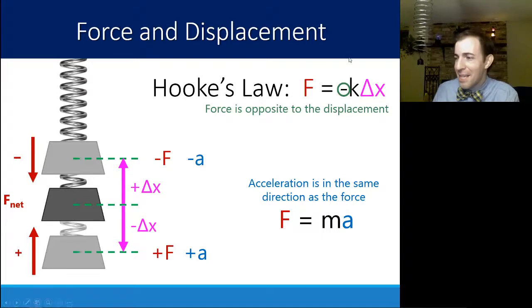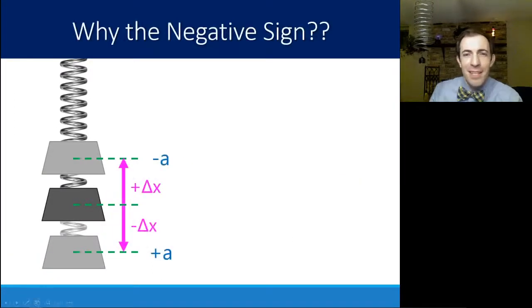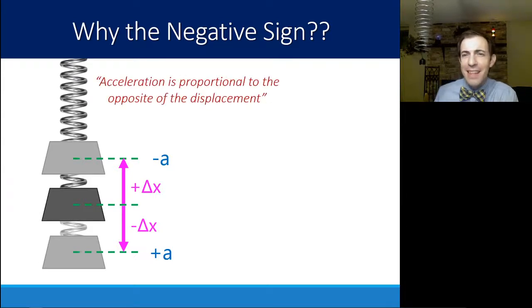So we can see that a negative force results in a negative acceleration, positive force, and positive acceleration. F equals ma. So you'll notice a negative sign every time we're talking about this. Well, something that the IB curriculum likes to talk about every once in a while, or give you a question about, is in terms of this statement here. Acceleration is proportional to the opposite of displacement.